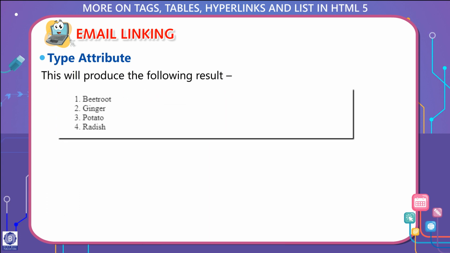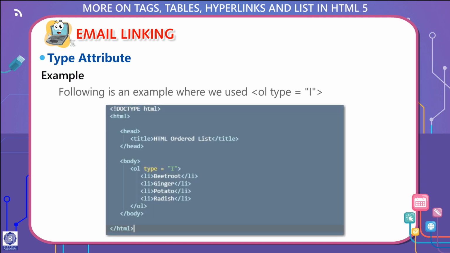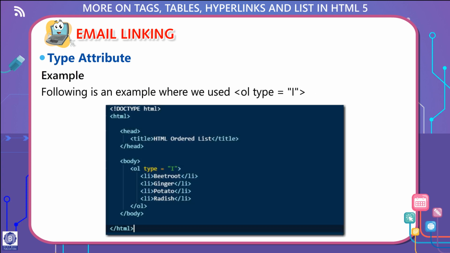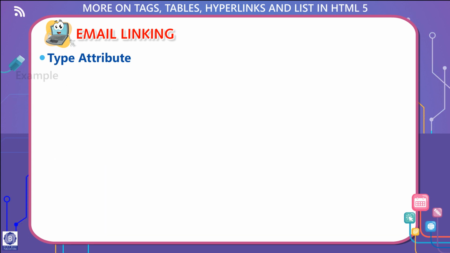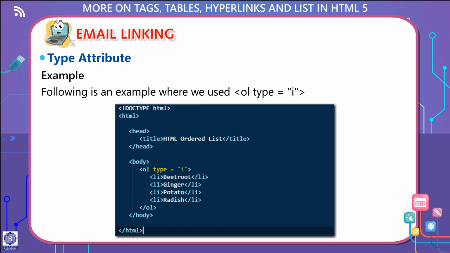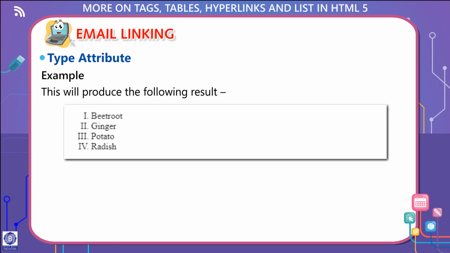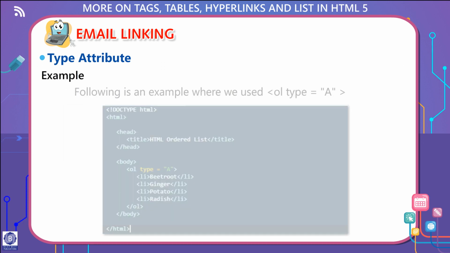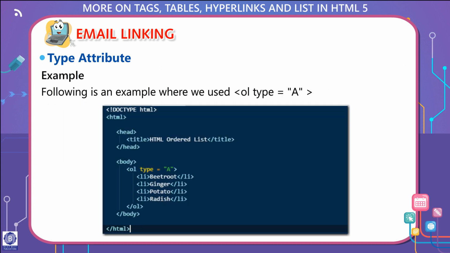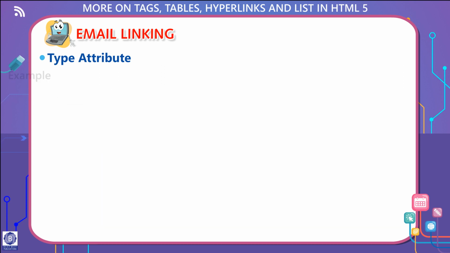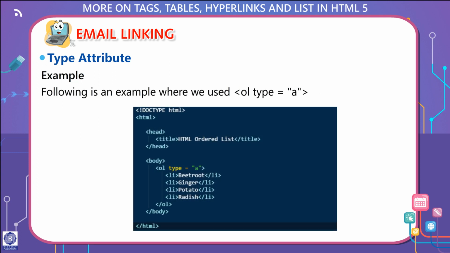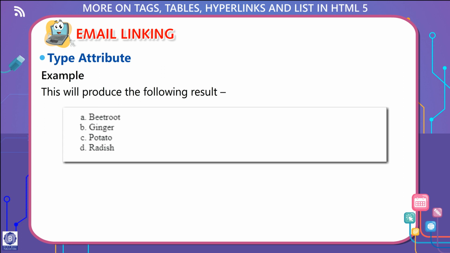Example. Following is an example where we used OL type equals 1. This will produce the following result. Example. Following is an example where we used OL type equals I. This will produce the following result. Example. Following is an example where we used OL type equals small i. This will produce the following result. Example. Following is an example where we used OL type equals A. This will produce the following result.